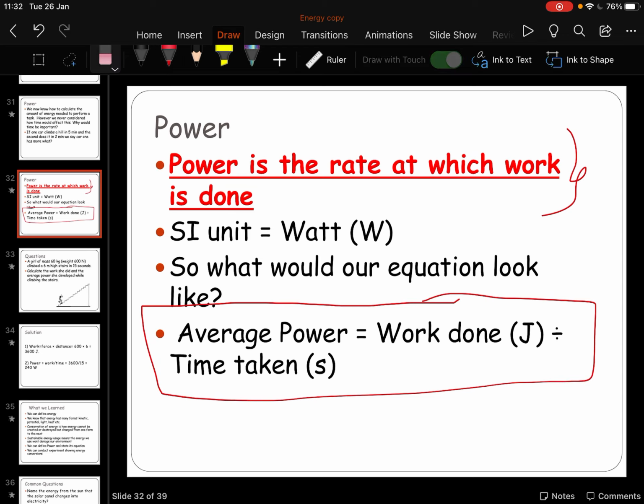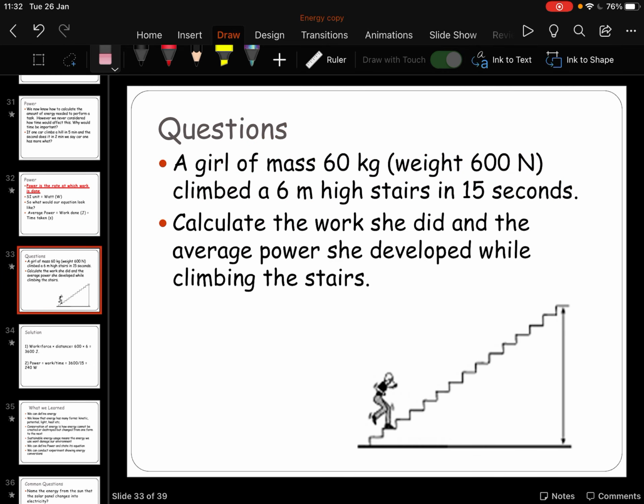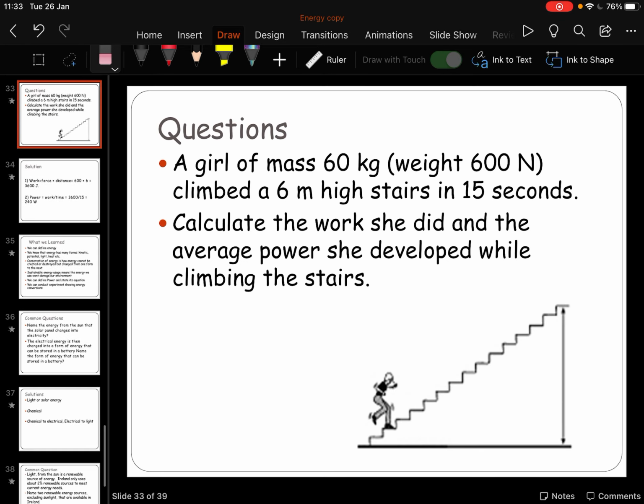Okay, so take down all 3 points. What you should have down there, guys, is 1, 2, and 3. And it's up to you then which definition you want to go with. Now we're on to the last thing here. We have 2 questions, and then we look at the common questions at the end.